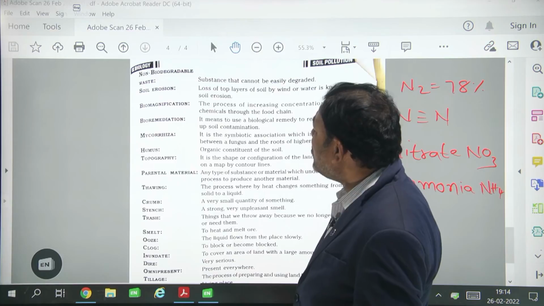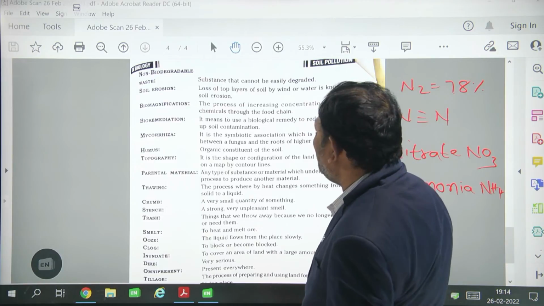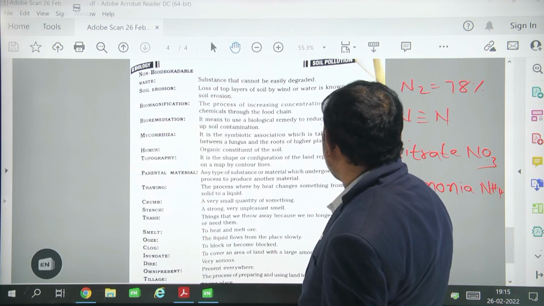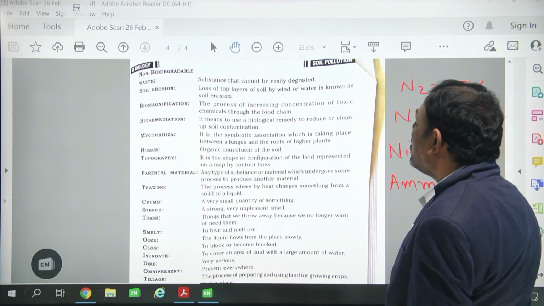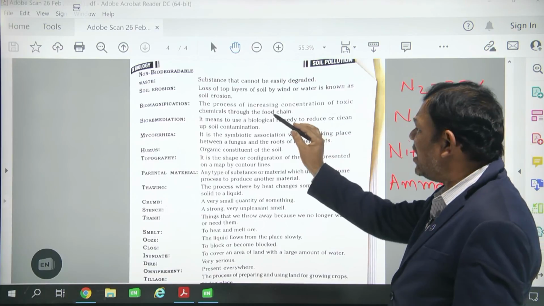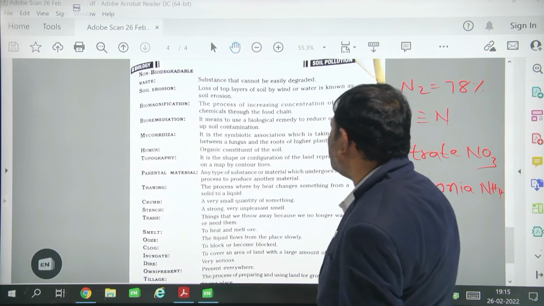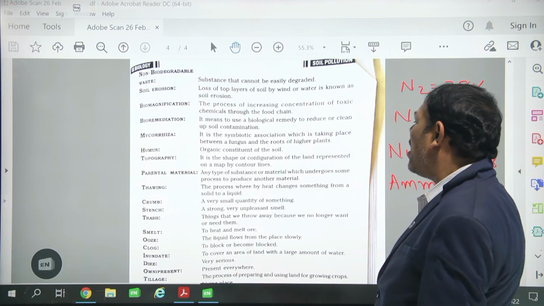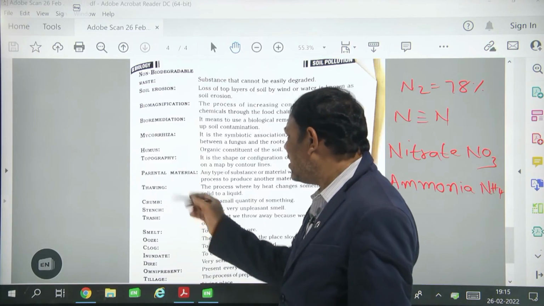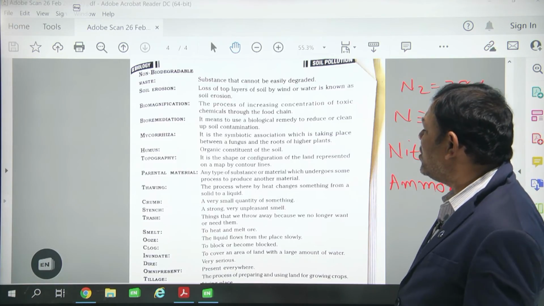Next, humus topography. Topography means the shape or configuration of the land represented on the map by contour lines. Parental material: any type of substance or material which undergoes some process to produce another material.